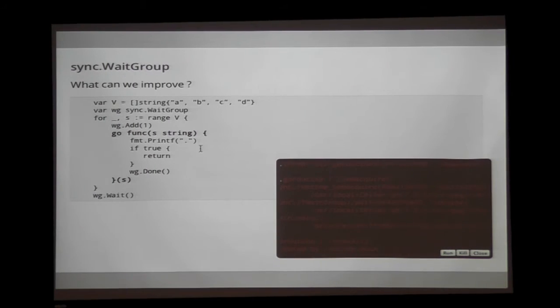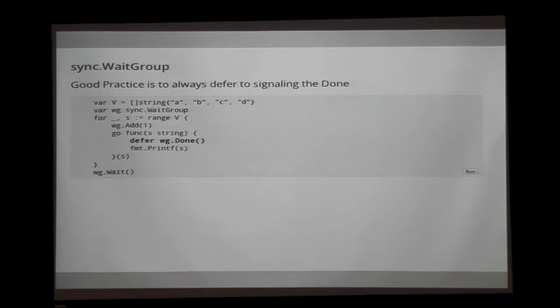See, deadlock. Because what happened here is I returned from the function before signaling that I was done. So this wait group will never be decremented and will stay there up and running. So you will always defer and put it at the top. Any time you create the wait group, you just defer done. Easy, if you know it. There it is.